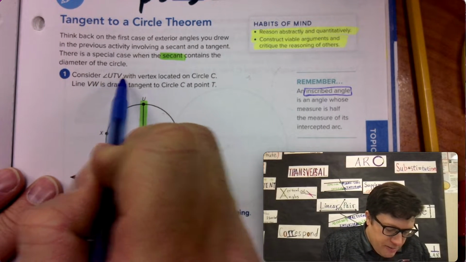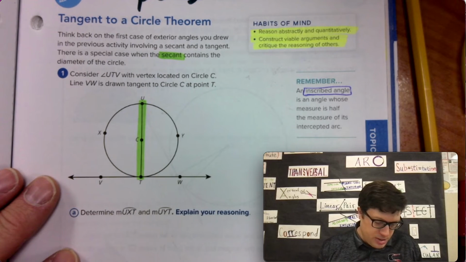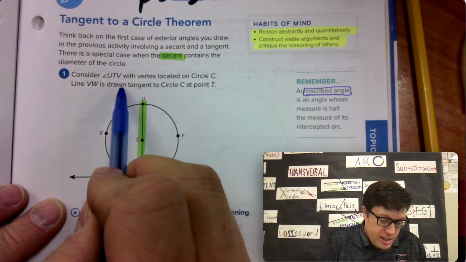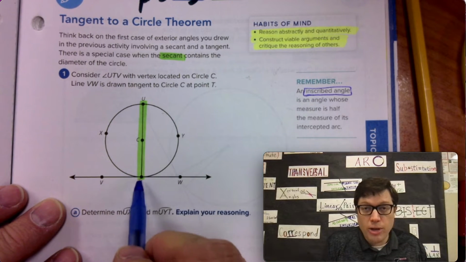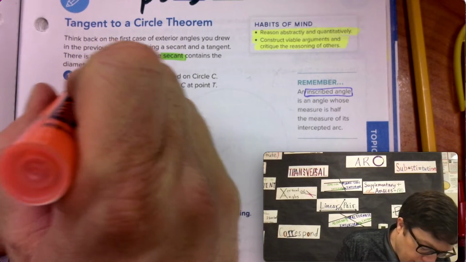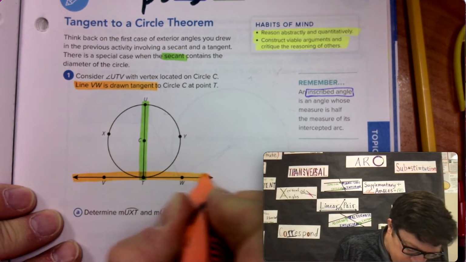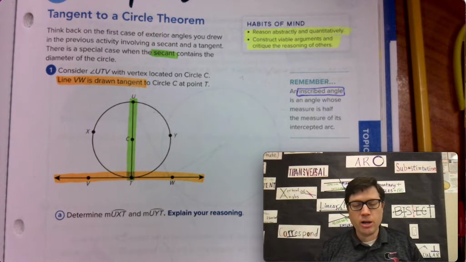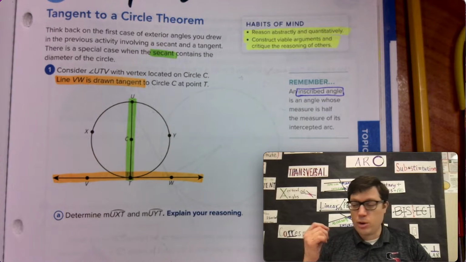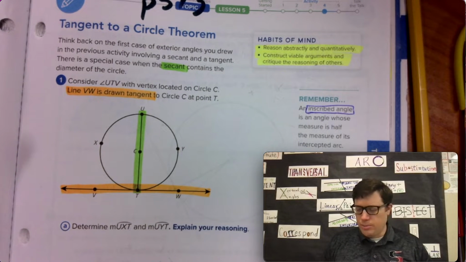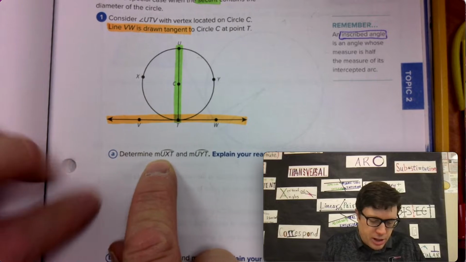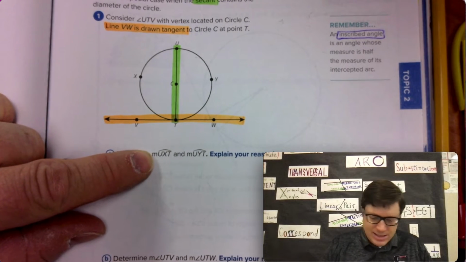Consider angle UTV with vertex located on circle C. Then let's draw a line VW tangent to the circle at this point T. So a little highlight orange. We're going to draw a line VW tangent to the circle at point T. And the color just makes things kind of stand out, kind of pop. The more you see it and interact with it, the better you'll remember it, the better it'll land in your memory. Let's determine the measure of the arc UXT.